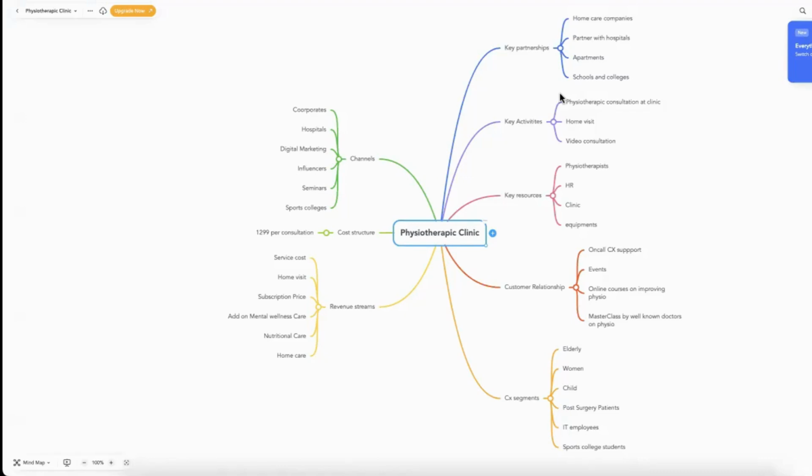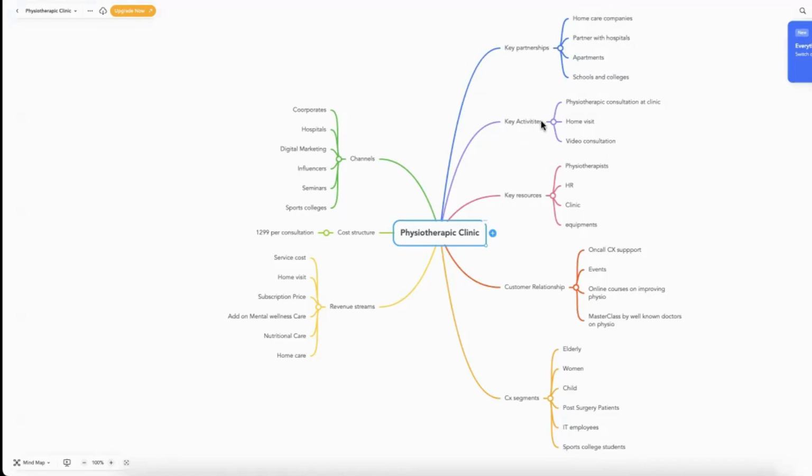Here you can see the first point, which is key partnership. For a physiotherapy clinic, we have to partner with home care companies. We have to partner with hospitals. We have to partner with apartments. We have to partner with schools and colleges for getting wider reach to our customers.